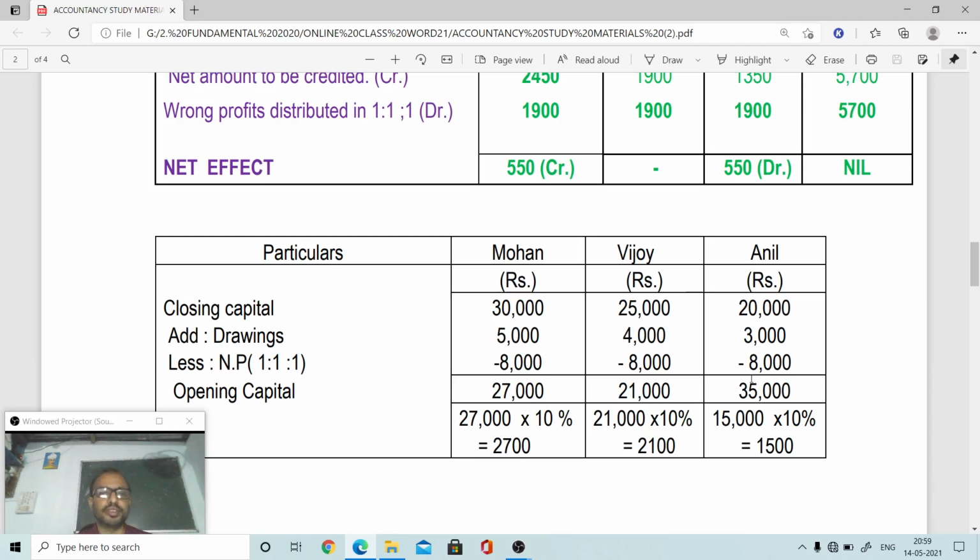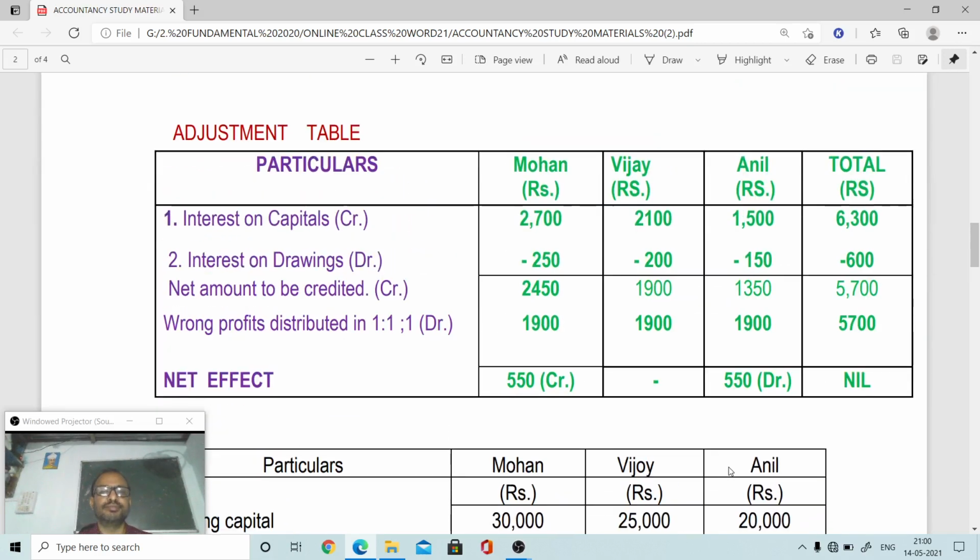Now after that we can easily find the interest on capital. Here, interest on capital on the opening capital of 27,000 at 10% is 2,700 for the first partner, Mohan. For the second partner, interest on capital is 2,100. For the third partner, it is 1,500. Now this we have calculated, and we can shift to the adjustment table to find the net effect. So here is the adjustment table.